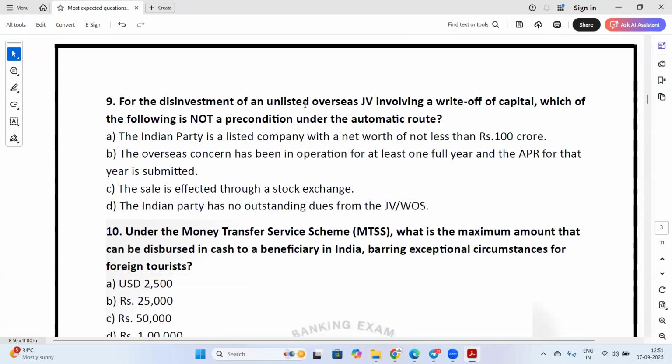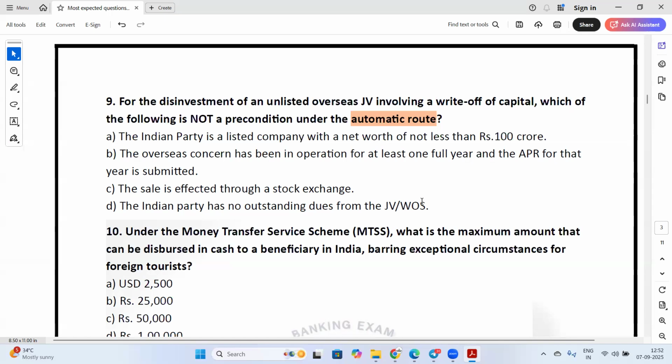For the disinvestment of an unlisted overseas JV involving a write-off of capital, which of the following is not a precondition under the automatic route? You have to tell what is not the precondition. Our options are: A, the Indian party is a listed company with a net worth of not less than 100 crore. B, the overseas concern has been in operation for at least 1 full year, and the APR for that year is submitted. C, the sale is effected through a stock exchange. D, the Indian party has no outstanding dues from the JV or WOS. So here you have to tell which of the following is not a precondition under the automatic route.